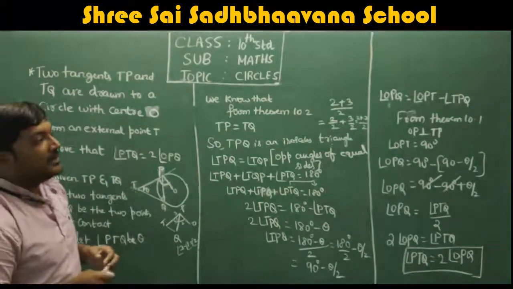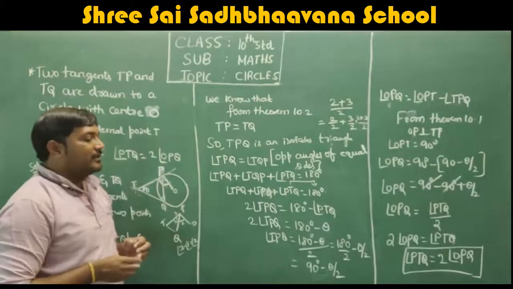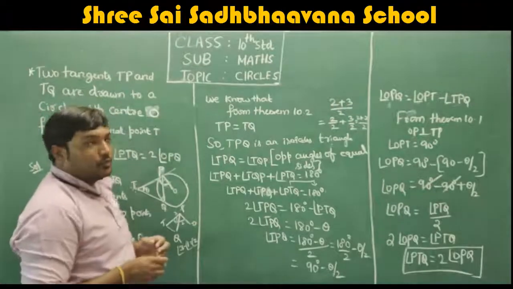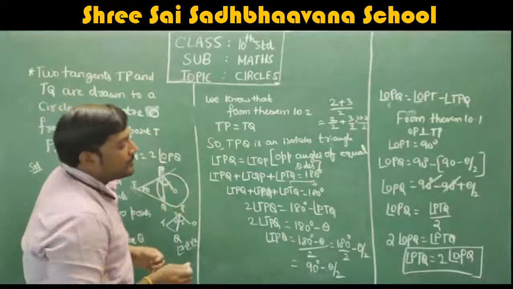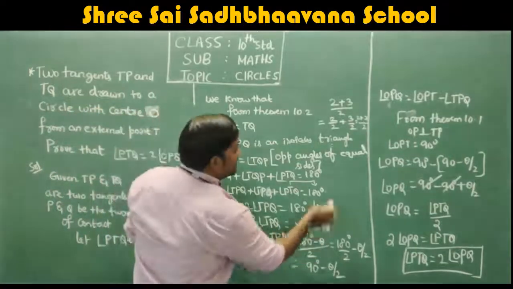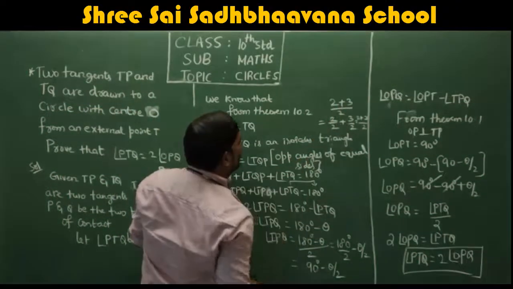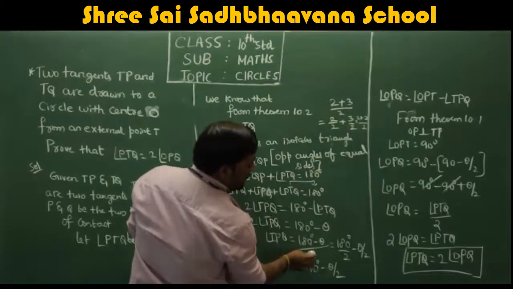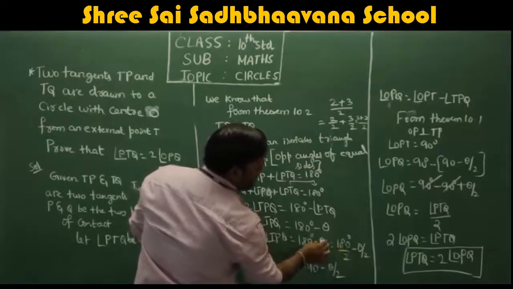So in the place of angle PTQ, I have written theta. So 180 minus theta, so angle TPQ is (180 minus theta) by 2. And here I can separate the numerator with the denominator, just like this. (2 plus 3) whole divided by 2 can be written as 2 by 2 plus 3 by 2. In the same way, 180 by 2 minus theta by 2.